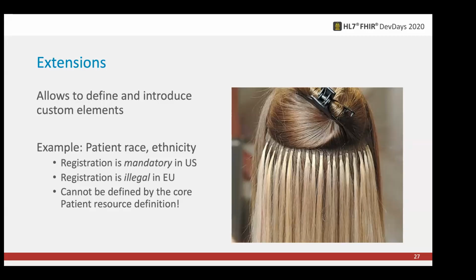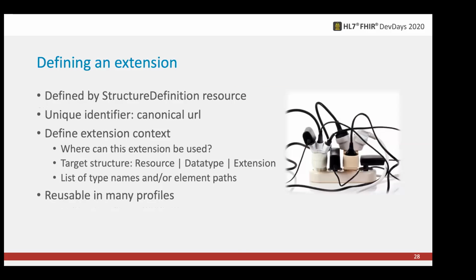So if you still need that data to be on the FHIR patient, you will have to create an extension. There are standard extensions available already. So for patient race and ethnicity, you will see that there is the US Core project that has already defined those, but you can also create your own.